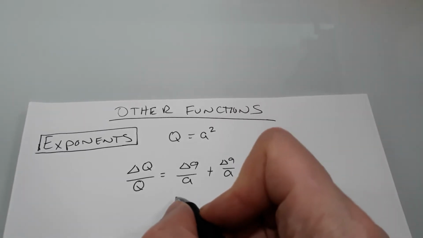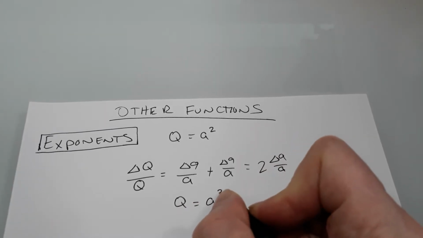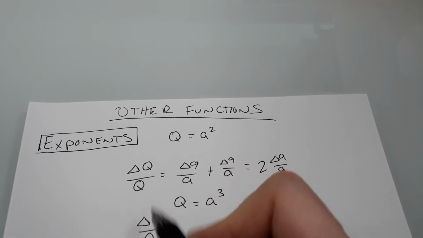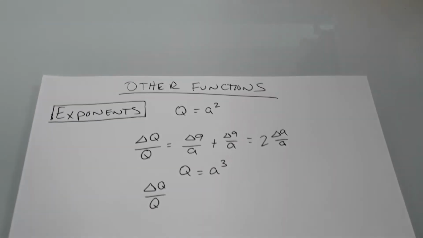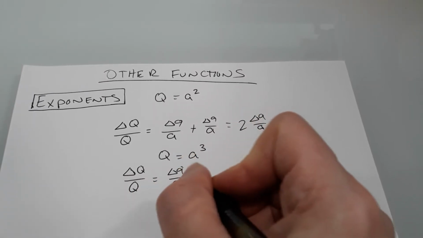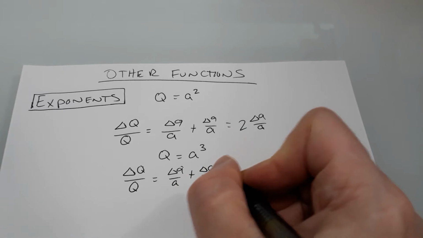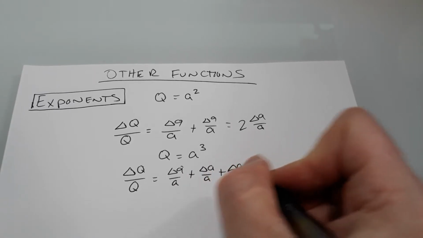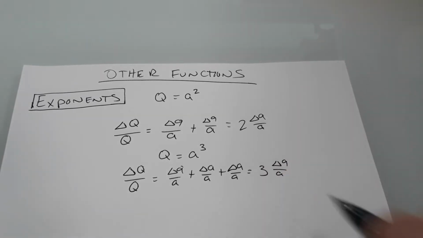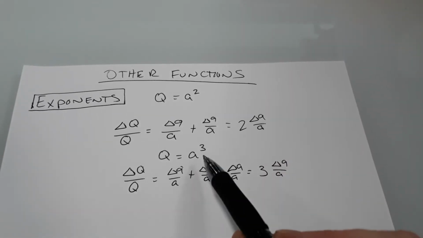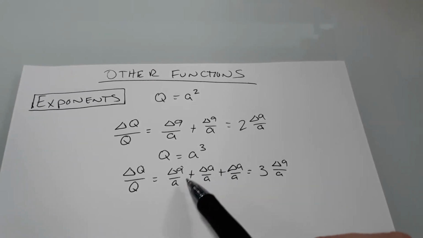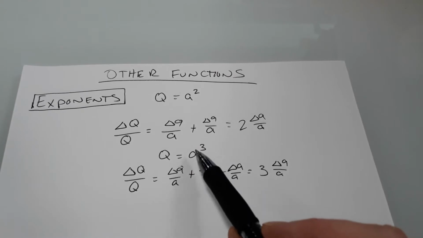Let's take a look and see what that would have done. So if Q is equal to A cubed, well then delta Q over Q, the fractional uncertainty of our calculation, will be equal to delta A over A plus delta A over A plus delta A over A, and therefore that will be equal to 3 times delta A over A. So you can see, obviously, when you have an exponent like this, you're going to have the same number of these fractional uncertainties. If it's A to the fourth, there'll be 4 of these. If A to the 10th, there would be 10 of these.